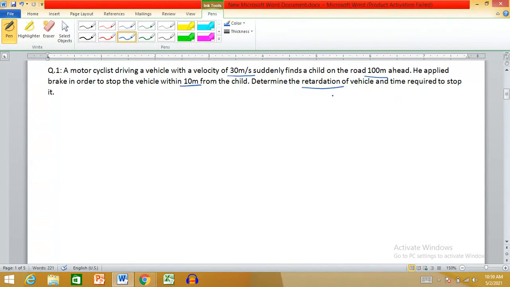So what data is given? The motorcycle was driving at 30 meter per second. So when the event happened, the motorcyclist was driving the vehicle at 30 meter per second. So the initial velocity is 30 meter per second. You got the initial velocity. Then what happened in the next phase of the event?